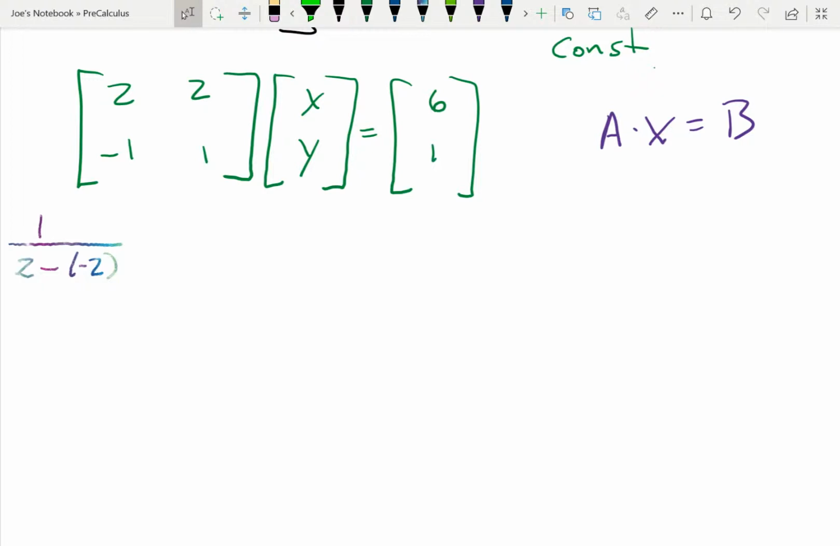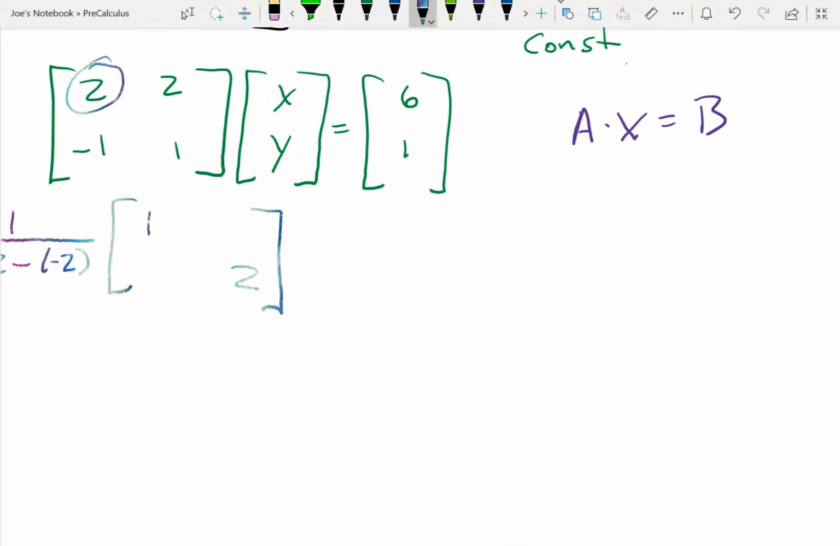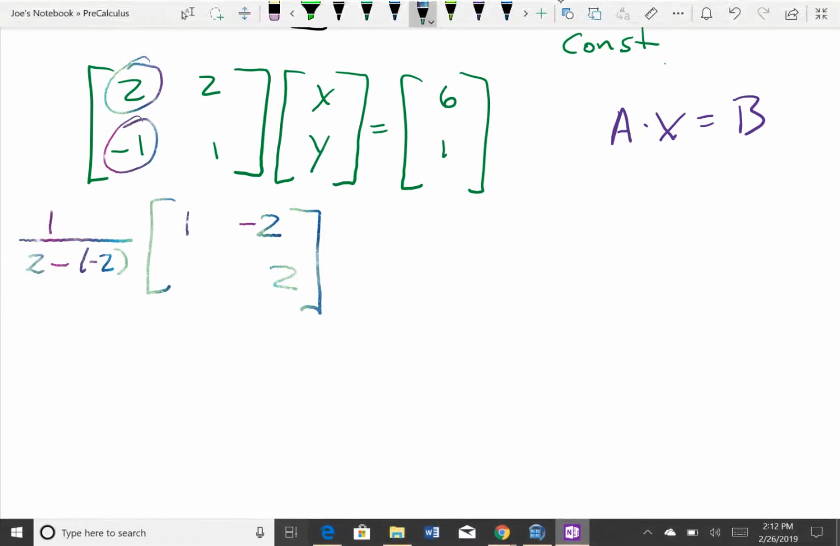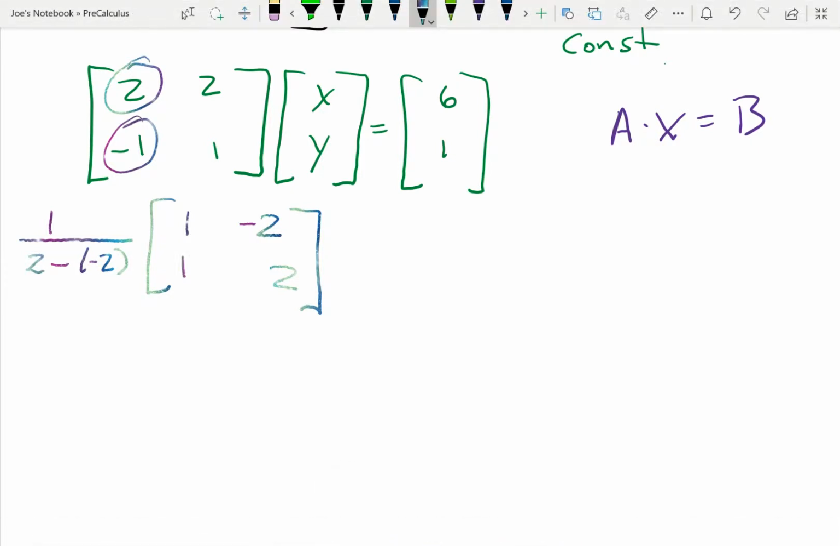So that's 1 over AD minus BC, which is what I just did. Now I'm going to negate the positions. Where do I put this 2 right here? Bottom right. That must mean I bring the 1 up there. Now what do I do to this 2 right here? I make it negative. And this one's already negative, so do I just leave it negative? No, you make it the opposite of what it is. That's 1. Perfect. Times your other matrix, 2, 2, negative 1, 1, x, y.